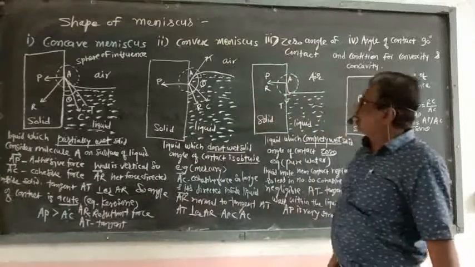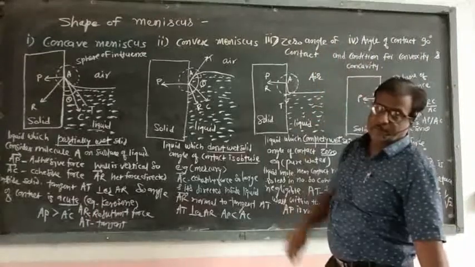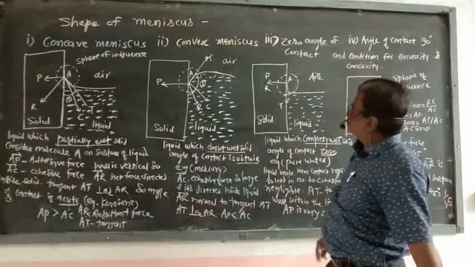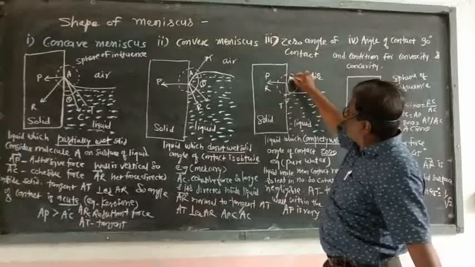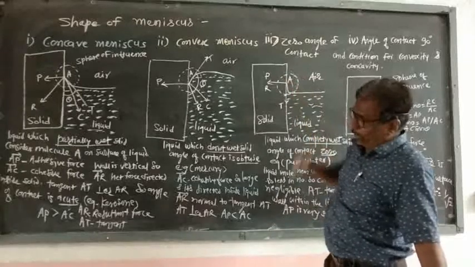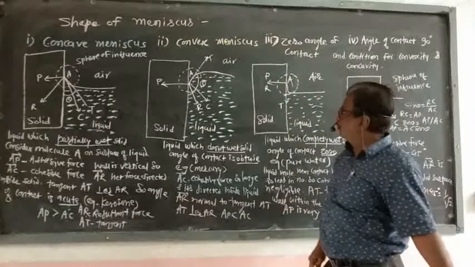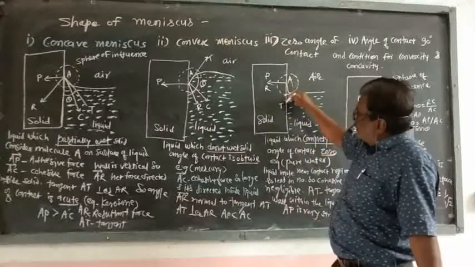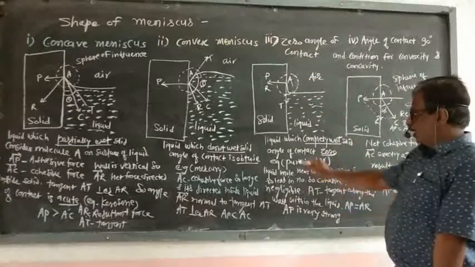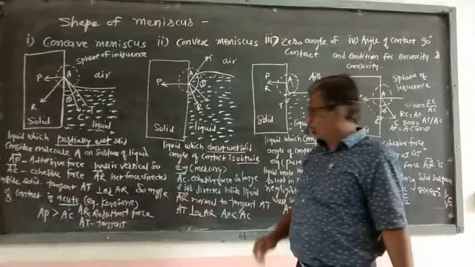Now we consider our third figure. In the third figure, there is a zero angle of contact. Similar figure: there is a solid portion, liquid portion, and air portion. We consider a molecule A with a sphere of influence. AP is again the adhesive force, and AR is the resultant of the forces. AT is a tangent drawn perpendicular here. So for a liquid which completely wets the solid, the angle of contact is zero. This happens with pure water and pure glass.